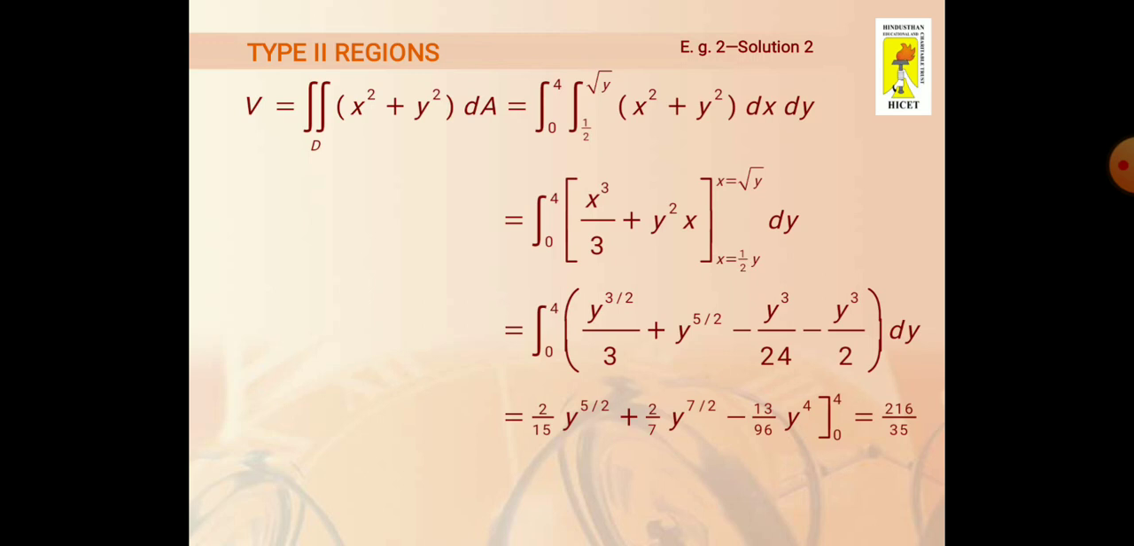If you substitute the upper limit and lower limit in the above equation, therefore 2 by 15 times y power 5 by 2 plus 2 by 7 times y power 7 by 2 minus 13 by 96 times y power 4. So close the bracket. Apply the limits 0 to 4. Therefore, if you substitute the upper limit and lower limit in the above equation, getting the final result 216 divided by 35. So hence the solution.